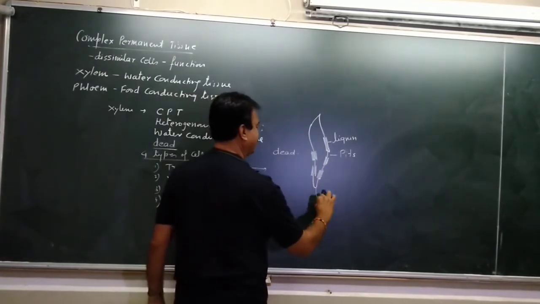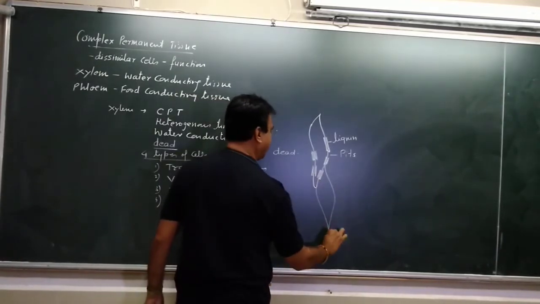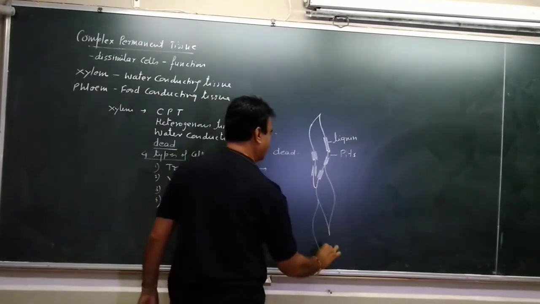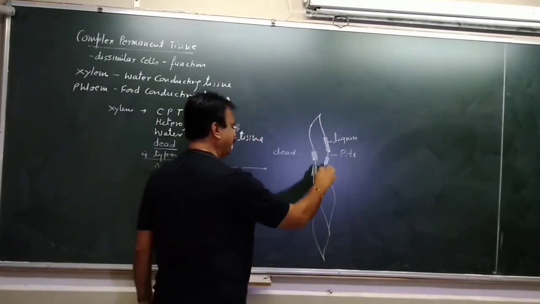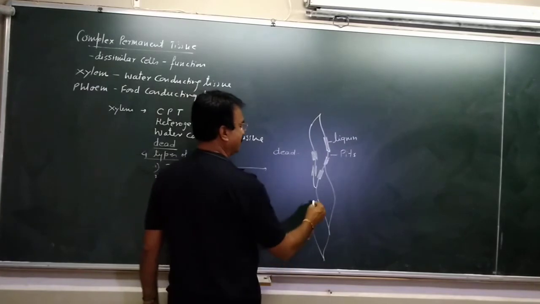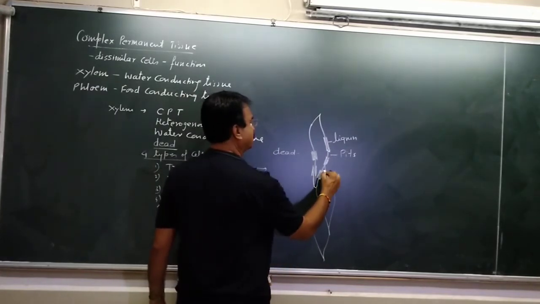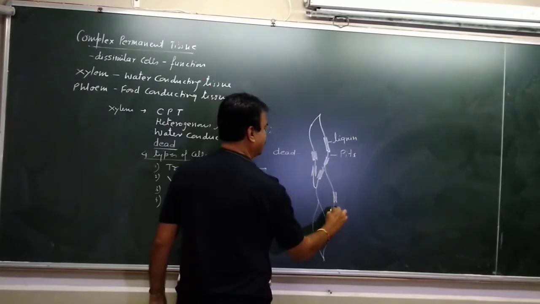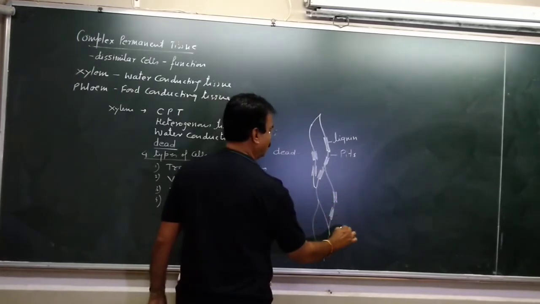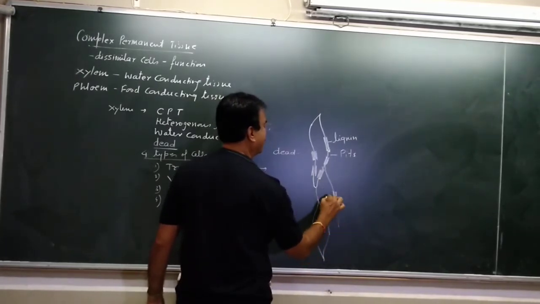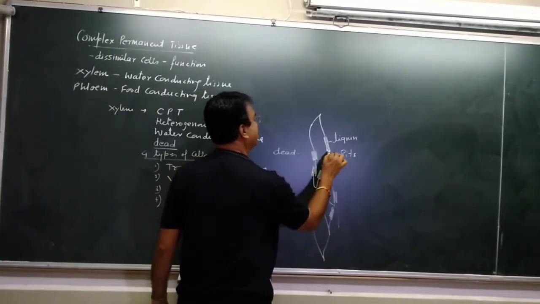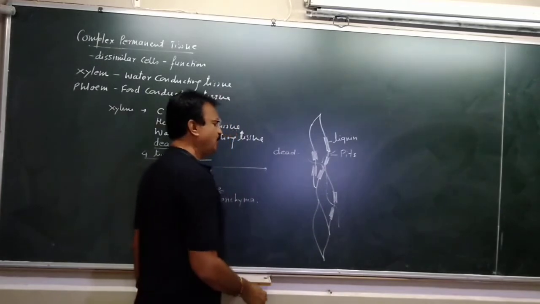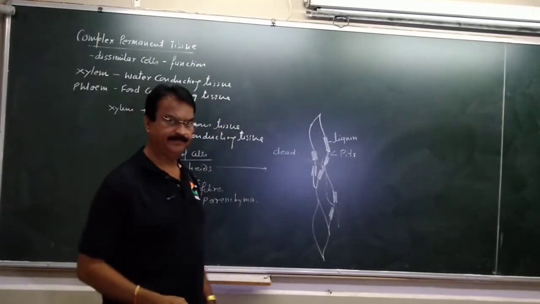This is one tracheid. The second tracheid is connected to this. The third will be connected to this, and that way the column is formed. And the water enters through these pits. So from one tracheid, through the pit, the water will enter the next, and then the next, and this way the water column goes up.